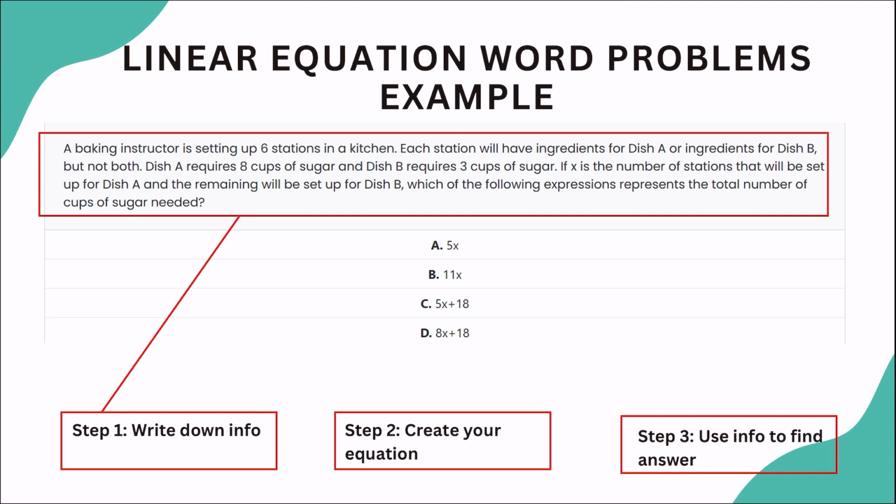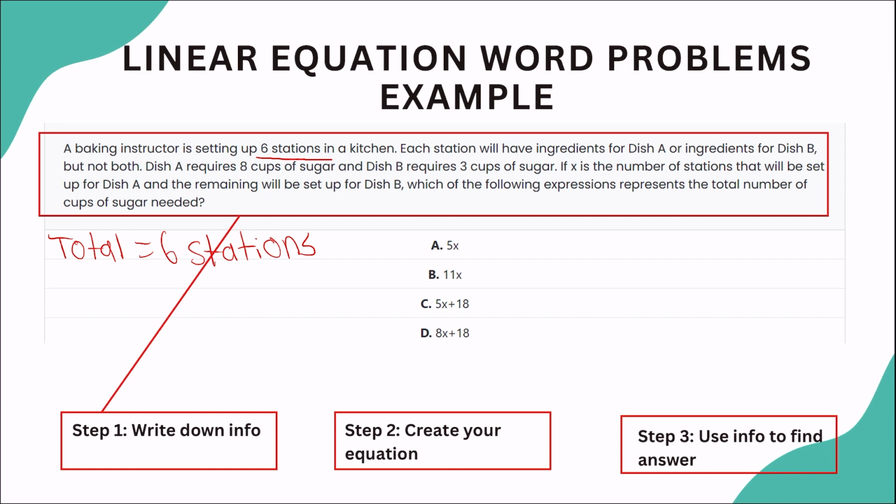Okay, so lots of words there, but let's look at step number 1. We're going to write down our info. So first, I see that there's 6 stations total. So total equals 6 stations. Okay, perfect. Let's keep reading.